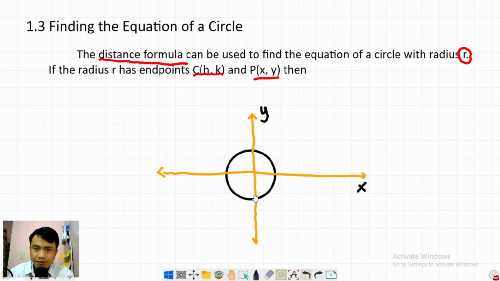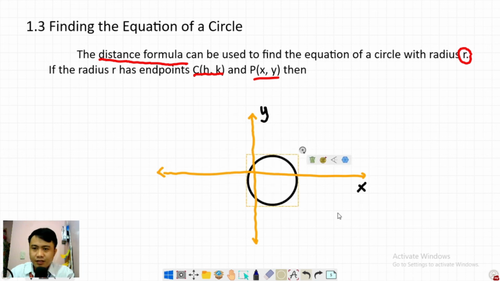Suppose that is my circle. Okay. So, the distance formula can be used to find the equation of a circle with radius r. If the radius r has endpoints (h, k) and P(x, y), then, susunod pa yung ating derivation kasi we are going to derive the equation of a circle.